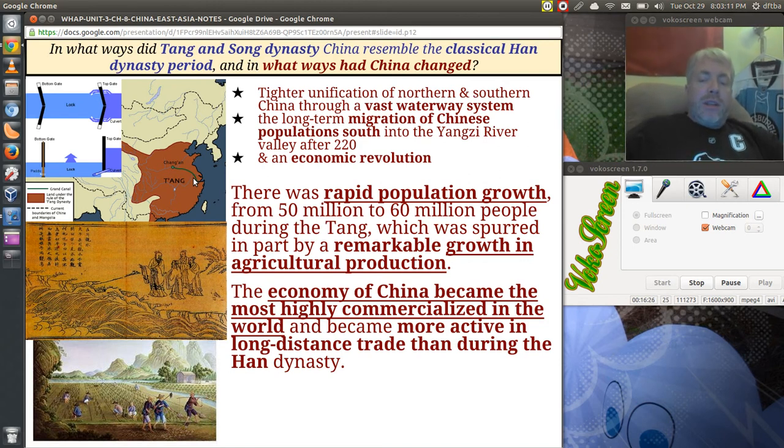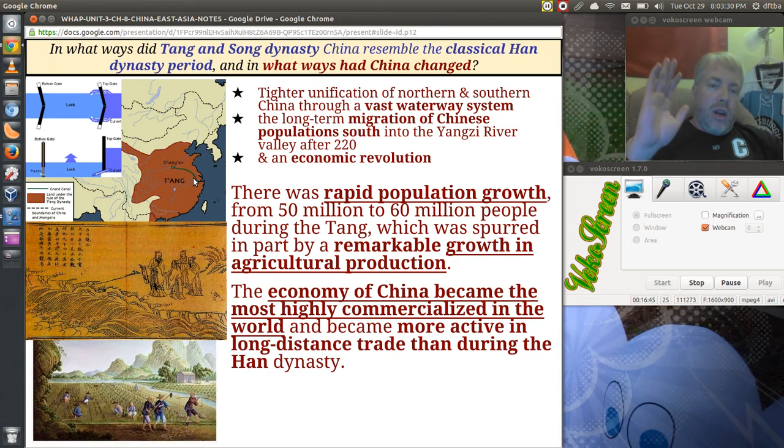More active long-distance trade than during the Han Dynasty. So the economy of China became the most highly commercialized in the world and became more active in long-distance trade than during the Han Dynasty. So the Han Dynasty kind of kicks things off and gets things started, and shows that China is a power to be reckoned with, and they're a trading force.